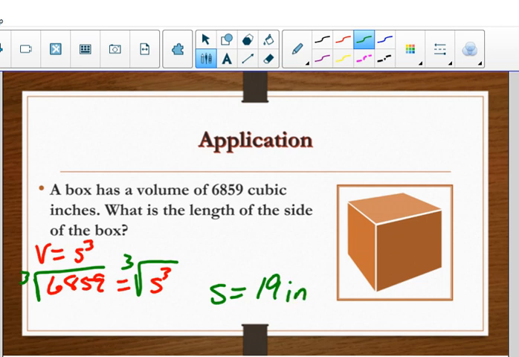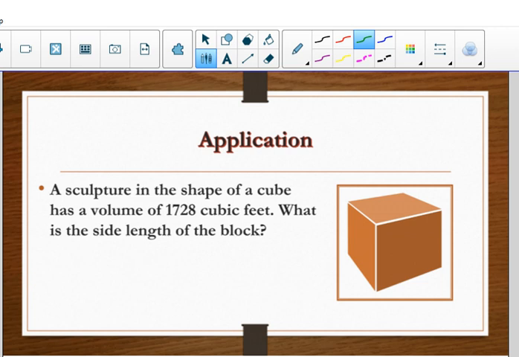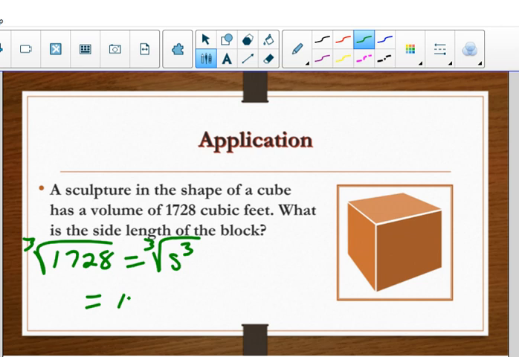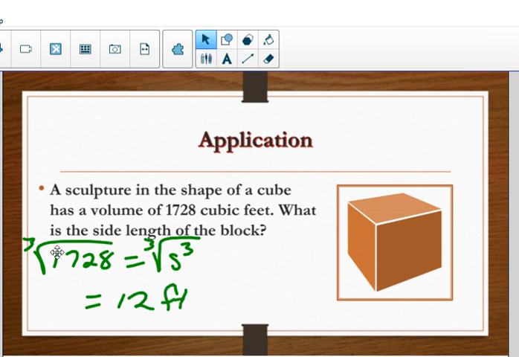On the last one here, a sculpture in the shape of a cube has a volume of 1,728 cubic feet. What is the side length of the block? So 1,728 equals side cubed. Find the cubic root of both sides. So the cube root of 1,728 equals 12 feet. So that is our lesson on fractional exponents and finding the roots of certain numbers.